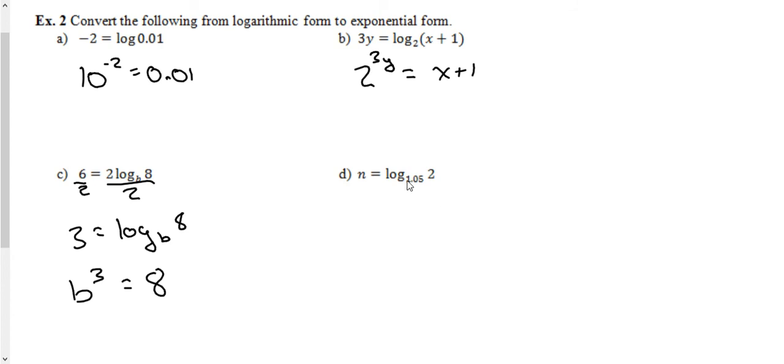And then over here, even though you have a decimal, that's totally fine. Let's start off with our base. Our base is 1.05 to the exponent of n is going to equal 2. There we go.